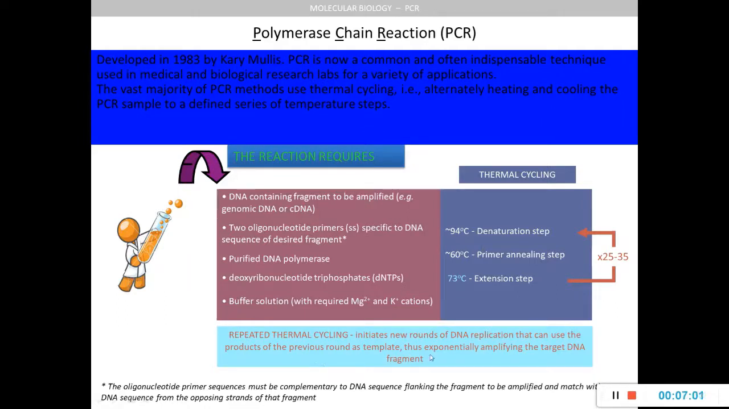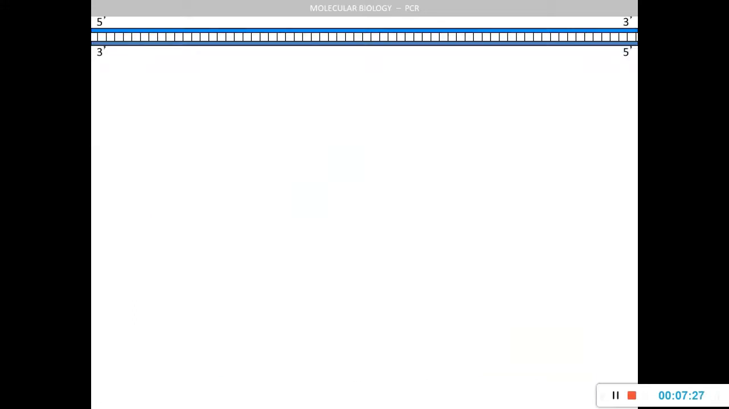So repeated thermal cycling initiates new rounds of DNA replication that can use the products of the previous round as template, and thus exponentially amplifying the target DNA fragment. That means that every time a cycle is being completed, the products of that will be used as a template for the next cycle. So at each cycle, what happens? You are getting more amount of DNA after each cycle. Now let's look into the process, how it works.